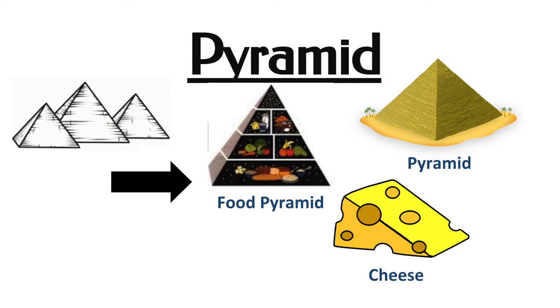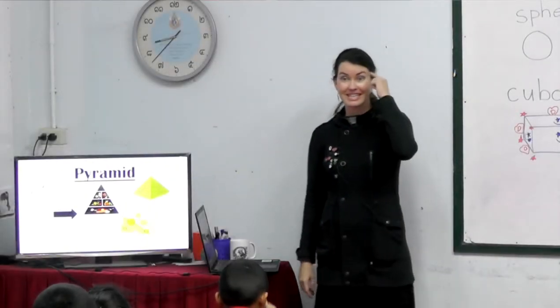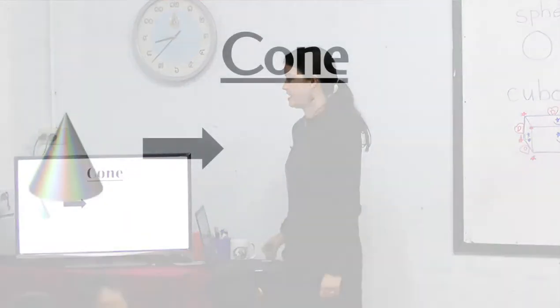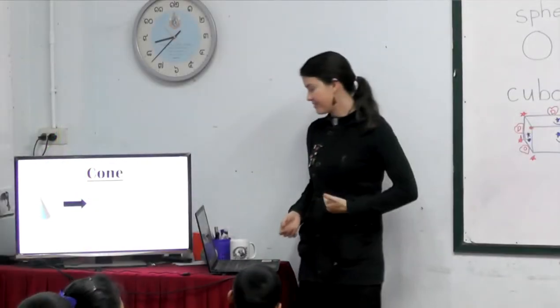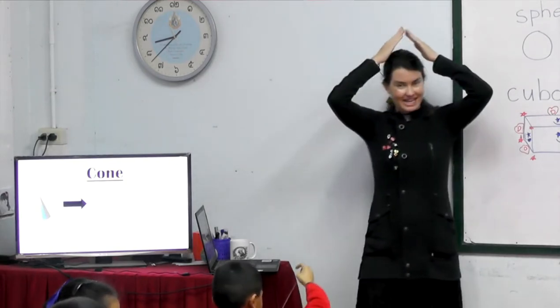Yeah, like where the mummies live. And what else is kind of like a pyramid? Cheese. Or a mountain is like a pyramid. Good thinking. A mountain is like a pyramid. Very nice. What shape is this? Cone. What are some things that are in a cone? Ice cream is in a cone shape. What else is in a cone shape? Our little party hat.